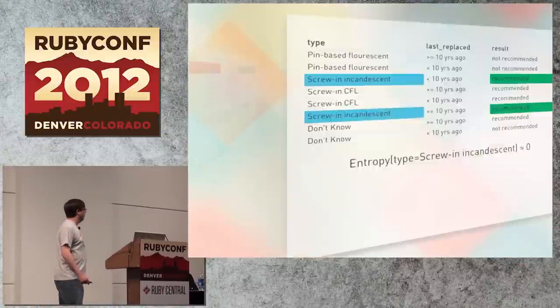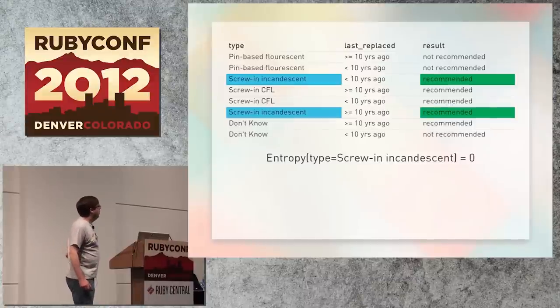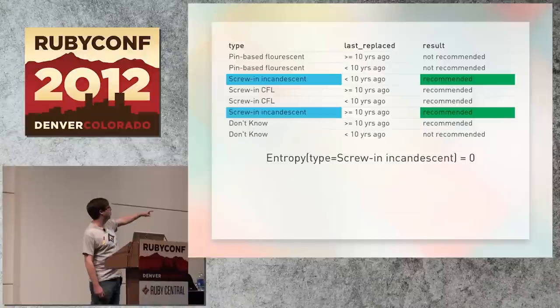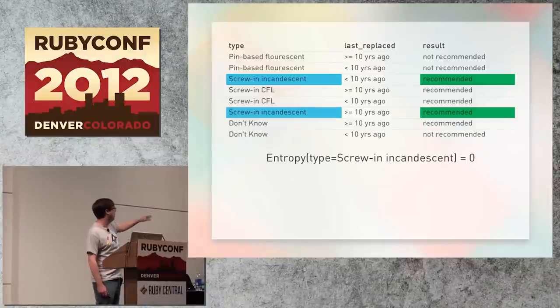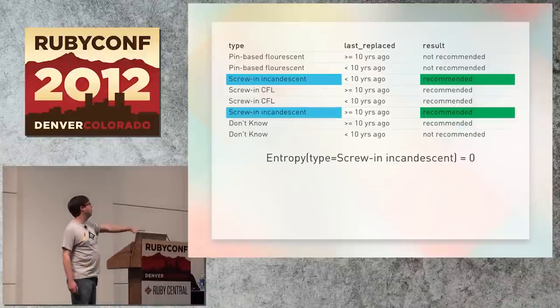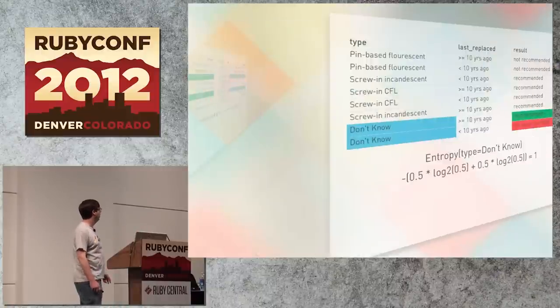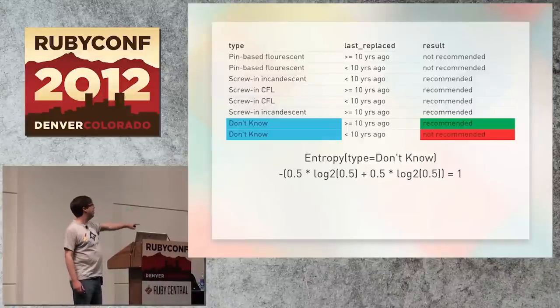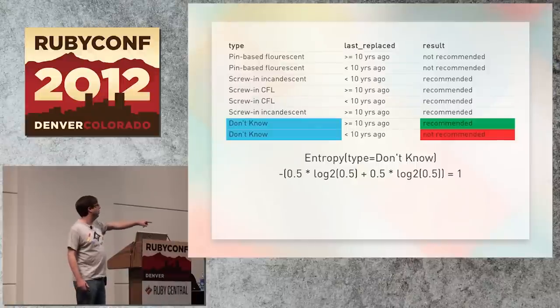So I do the same thing in the case of screw-in incandescent. It's just recommended instead of not recommended, but the entropy is still 0. The same for screw-in CFL, as you can see there. And the only entropy I have to work with is over on don't know. For don't know, I have recommended appearing half the time and not recommended appearing half the time. And if I calculate that out, the entropy of that is 1.